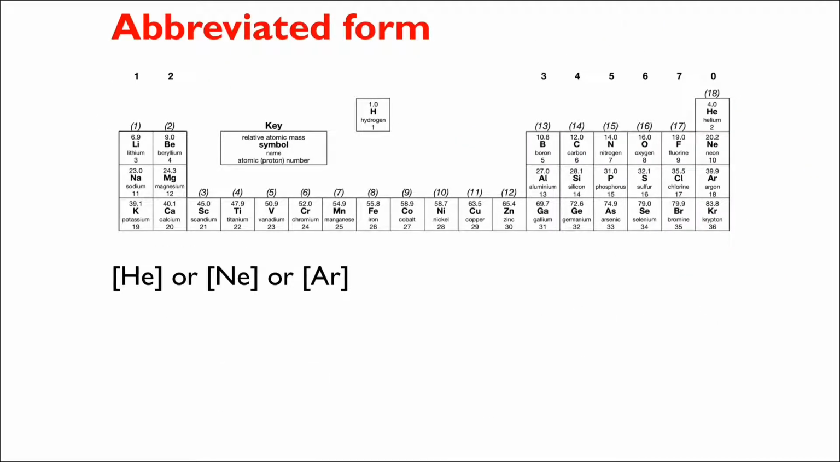So, abbreviated form. Abbreviated form is an easier way of writing out electron configurations rather than having to go through all the hassle of writing them all out. We represent, in a square bracket, helium, neon, argon, basically a noble gas, or krypton. They have the full electron configurations of all of these before. For example, helium has 2 electrons, which is 1s2. That's helium.